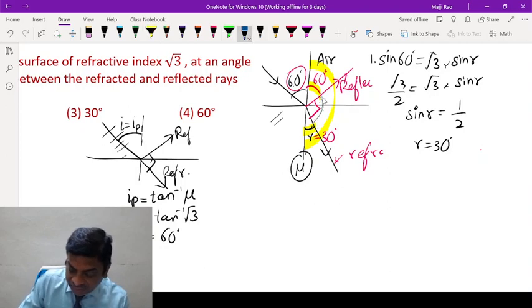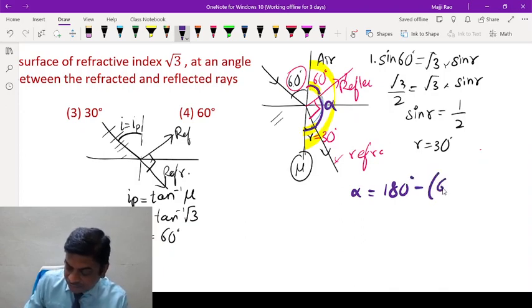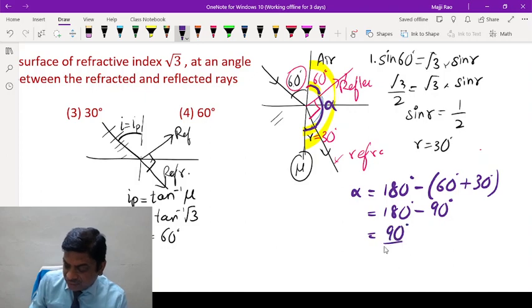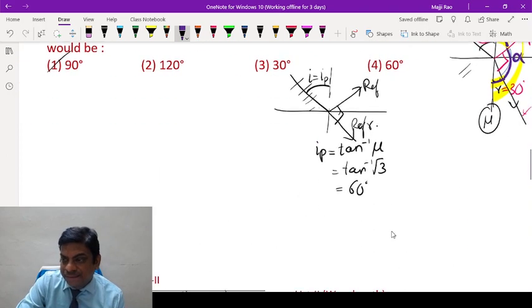If I take the required value as alpha, then I can write alpha as 180 degrees minus (60 plus 30). So 60 plus 30 degrees is 90 degrees. So 180 degrees minus 90 degrees is 90 degrees. So this is the answer, first option.